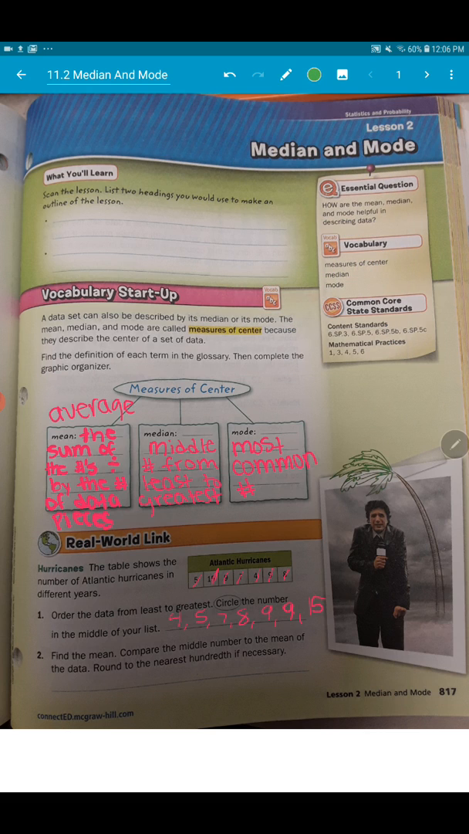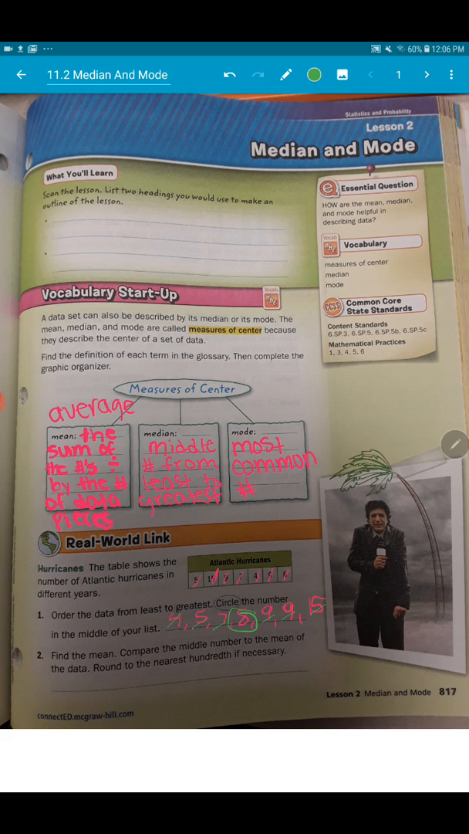So now I'm going to find the middle. Circle the number in the middle. I'm going to kind of lightly cross off just these numbers so I know I'm going in the middle. Oh, perfect. 8 is the middle. That is the median, the middle number. I didn't even have to do any work.